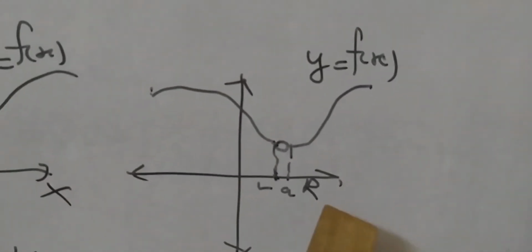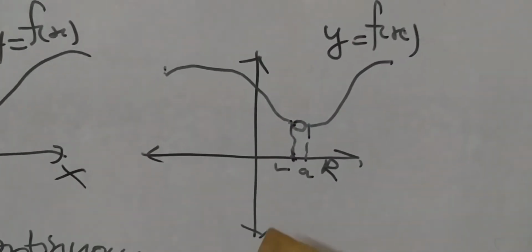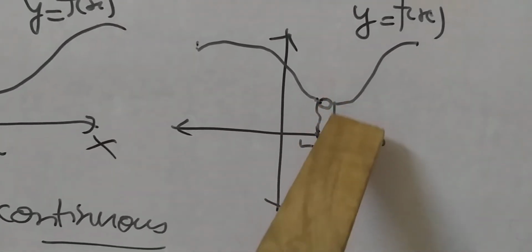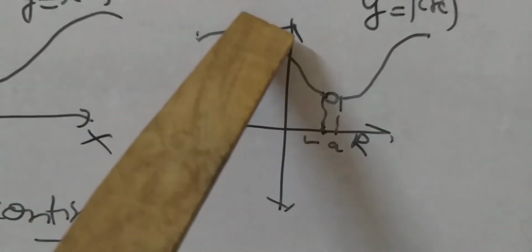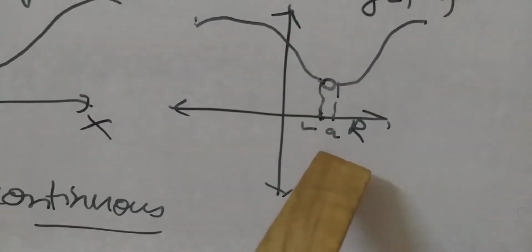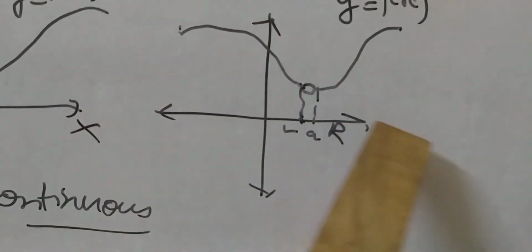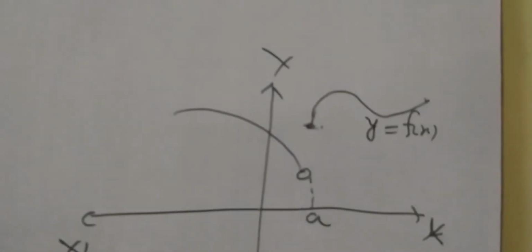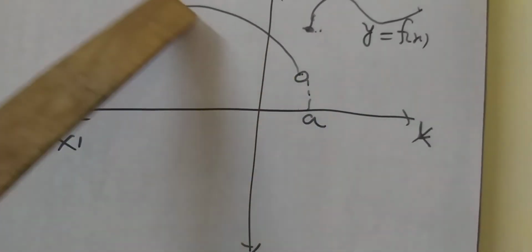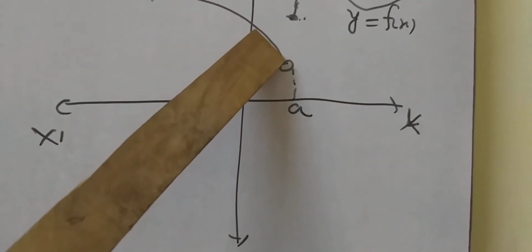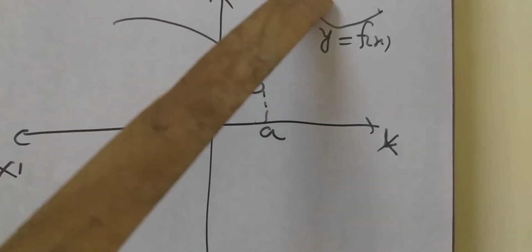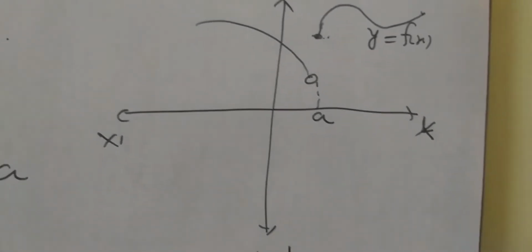Now let us take one more graph, y equals f(x). At x equal to a, there is a hole, students, meaning it is not defined at x equal to a, but its left hand side is continuous and right hand side is continuous. But it is not defined at x equal to a. It means it is not continuous. Here you can see, students, in the third graph at x equal to a, it is not defined, and this is the graph. Now you can see there is a break, students. It means it is also not continuous.